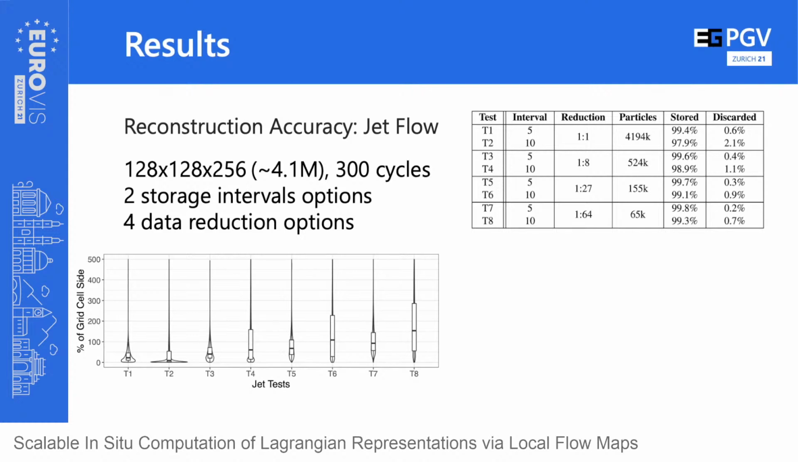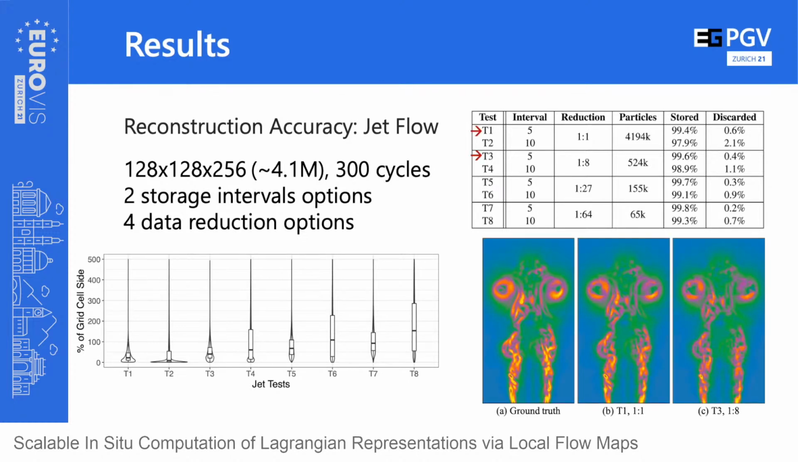The violin plot for reconstruction error for these tests again show the increase in error as the number of particles used to sample the domain decreases, and the storage interval increases. In particular, T6 and T8 show poor reconstruction, whereas T1, T2, T3, and T5 have the majority of particles being reconstructed within one grid cell side of the ground truth.